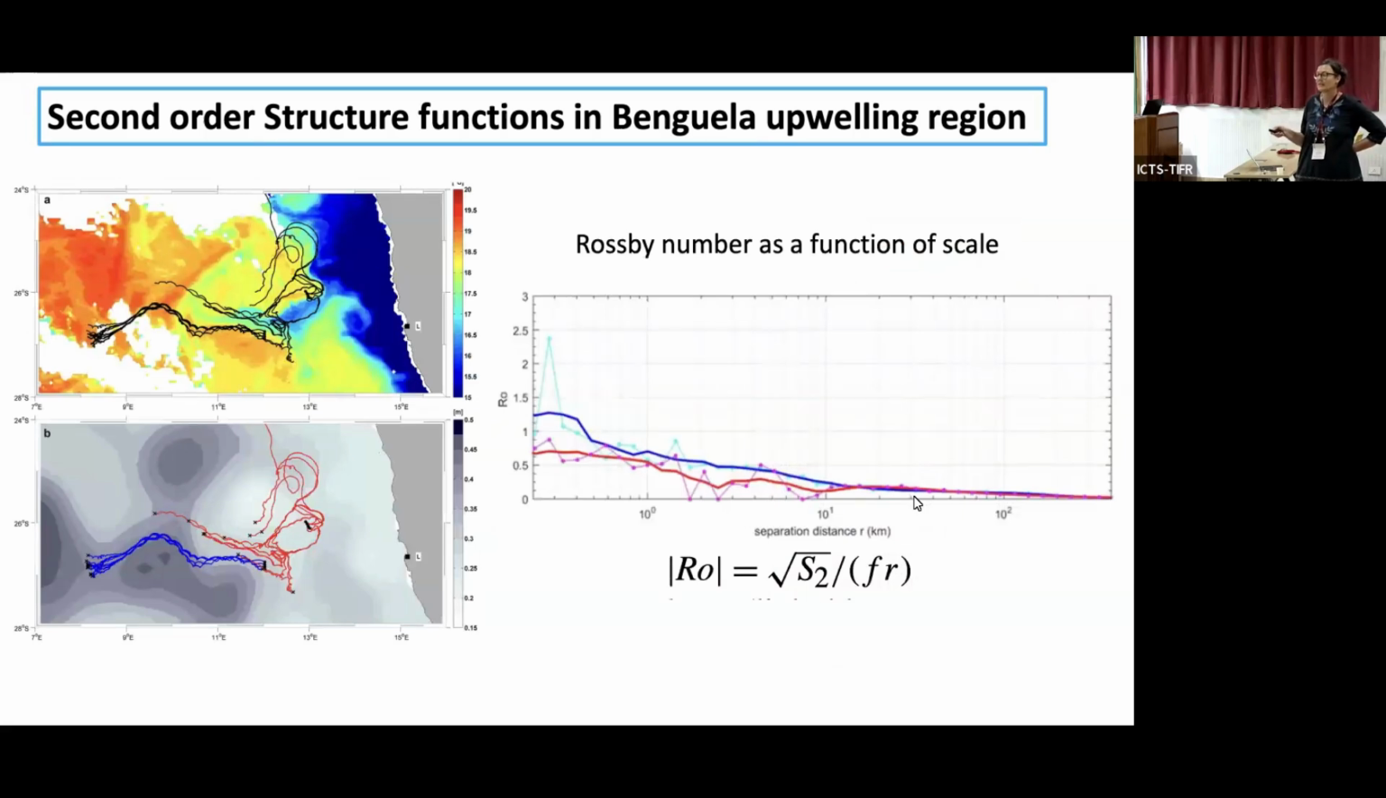So you can also use the structure function to estimate the Rossby number as a function of scale. What you see here is actually dividing into two releases again. The blue one is a release that is in the filament where you have strong fronts. The other one is closer to the upwelling region. For larger separation distances, these two agree, but then they separate at a scale of around 10 kilometers, and the Rossby numbers in this filament increase more, reaching values greater than even 1.